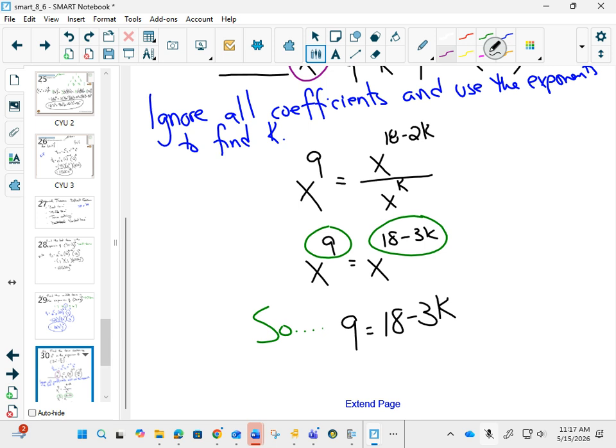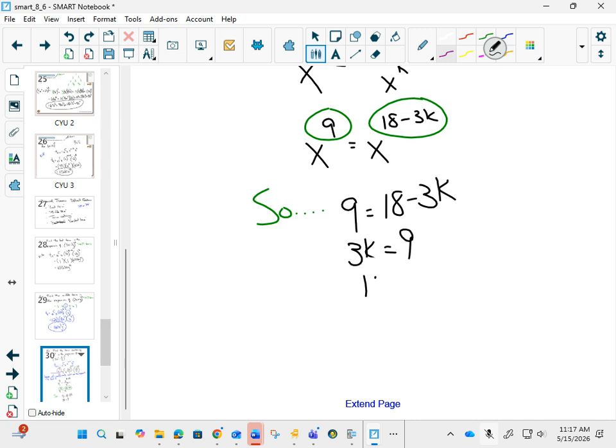Could you solve this? Well, I'm going to move the 3k to this side. I'm going to move the 9 to this side. Divide by 3. And I figure out that k is 3. Next part of the strategy.